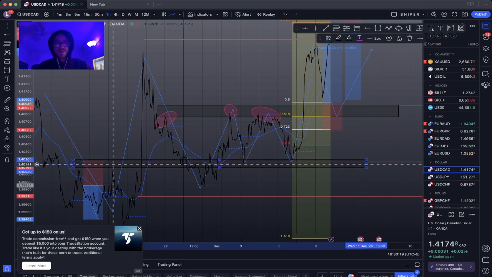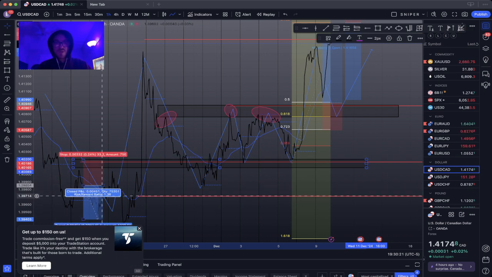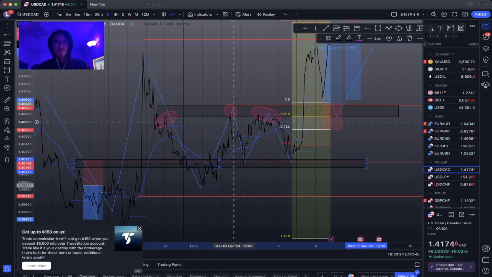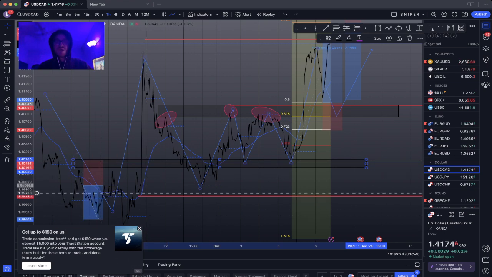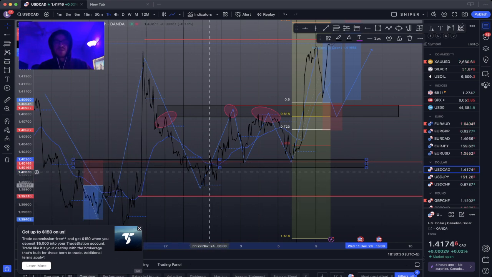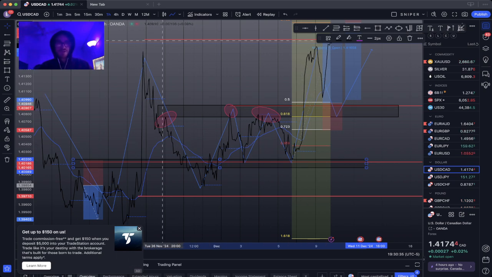This is where price created equilibrium. Price was below this point, above this point, below it, above it, back to it, back to it. Equilibrium is where price is constantly oscillating between. I just wanted to show you guys that because it's very important to understand that.